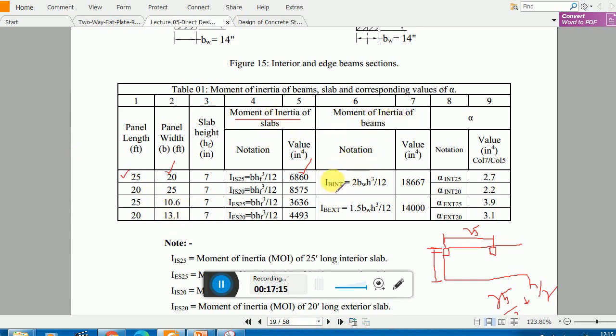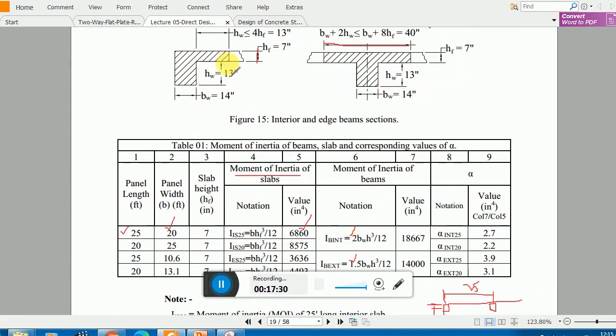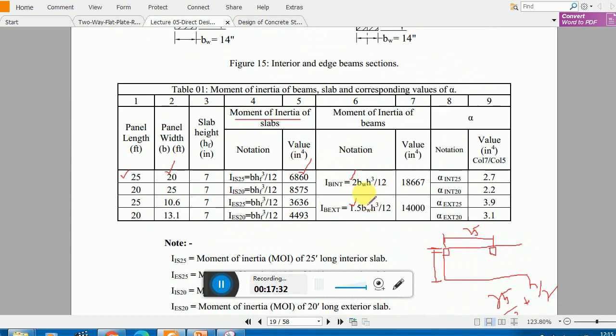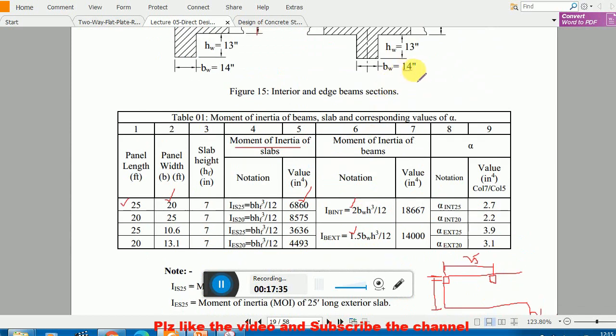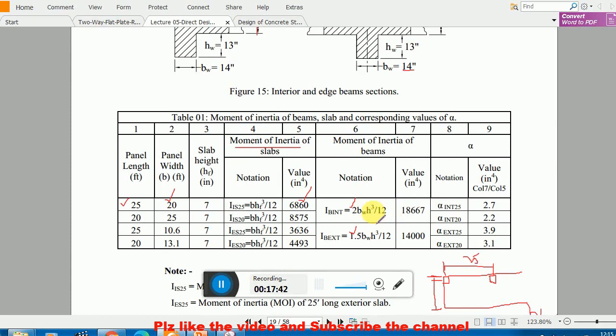Now for moment of inertia of beams, I beam for the interior frame and I beam for the exterior frame. So I already explained this 2 and 1.5. If you have two-side cantilever, in this case you have to multiply by 2, and if you have one-side cantilever you have to multiply by 1.5. BW is the width, that is 14, and H is basically the depth of your beam. So you just plug in the values, you got these two answers. Now these are your moment of inertia.